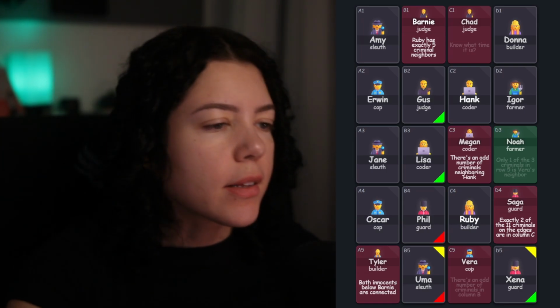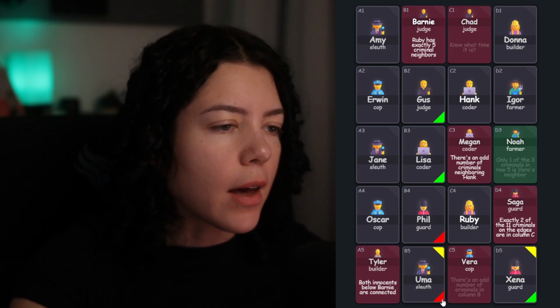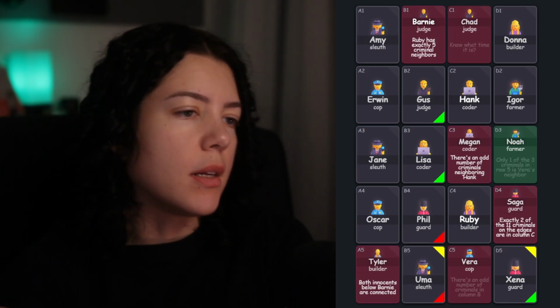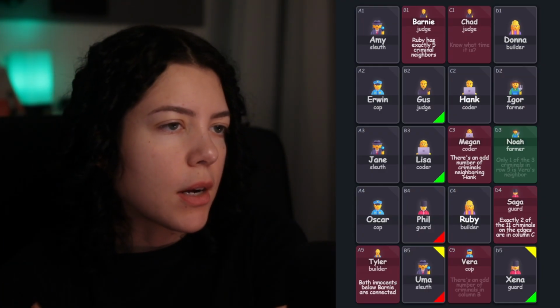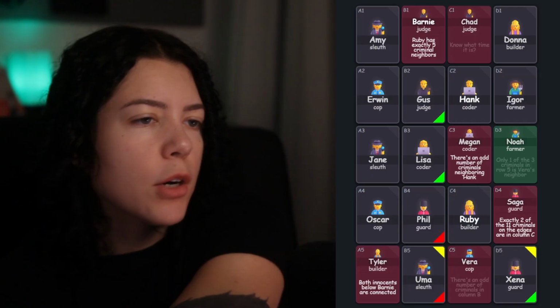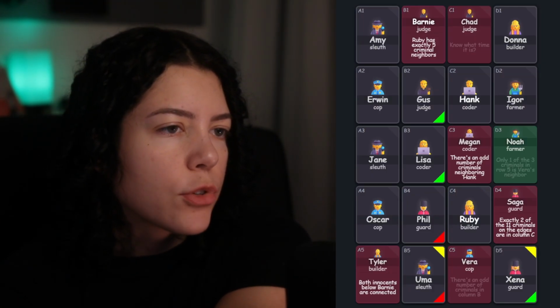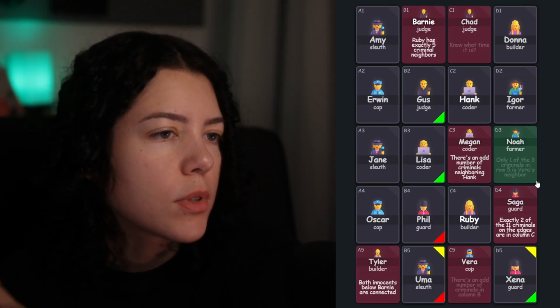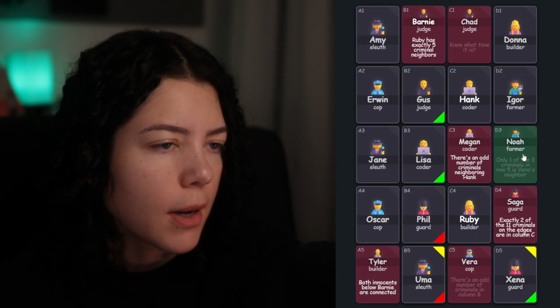And did I check that? Yeah, Uma being an innocent makes Phil an innocent. But both scenarios work, so this is not the person I have to be looking at. I might go through the clues again because I'm lost. So only one of the 3 criminals in row 5 is Vera's neighbor. Okay, we don't need that.